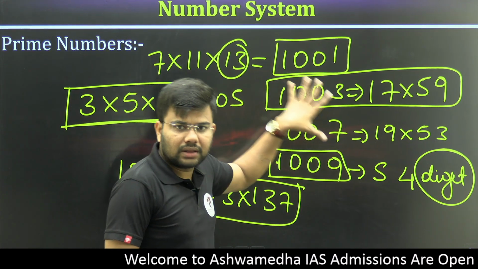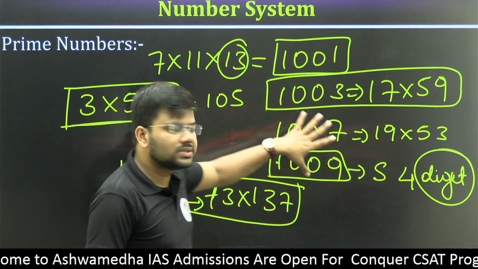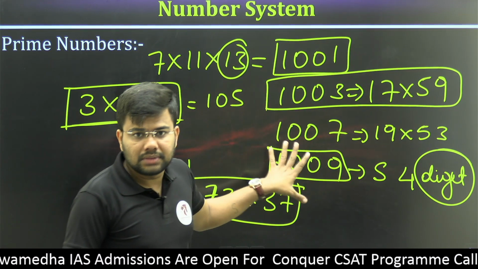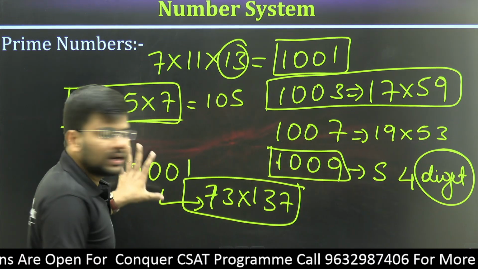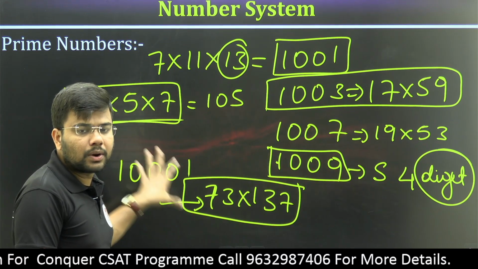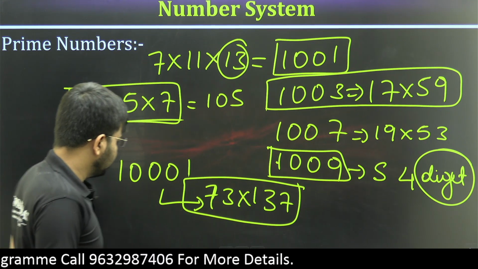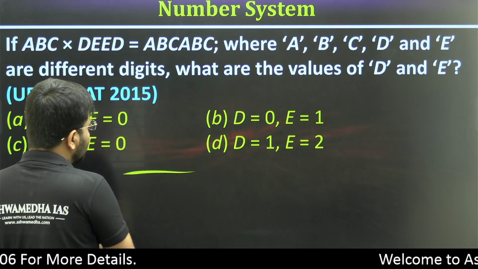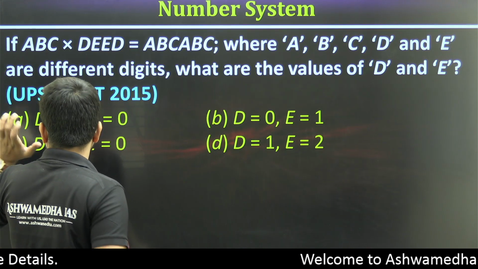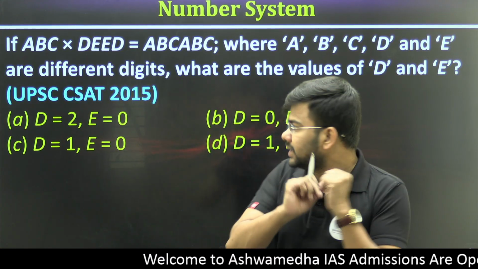Now 1003. 1003 is the product of 17 and 59. And 1007. 1007 is the product of 19 and 53. Similarly 1009. 1009 is the smallest 4-digit prime number. Similarly 10,001. 10,001 is the product of 73 and 137. I hope these things are clear. Okay. Let's see the questions asked in your previous year question paper based on these themes. These themes have to be thoroughly analyzed.